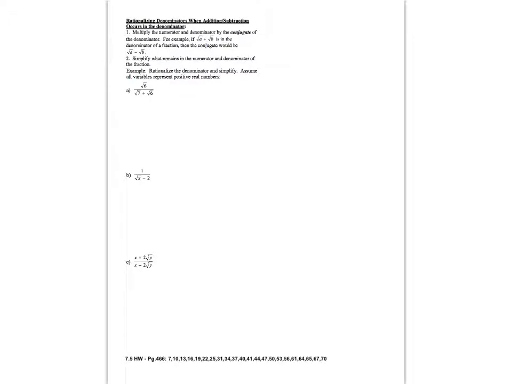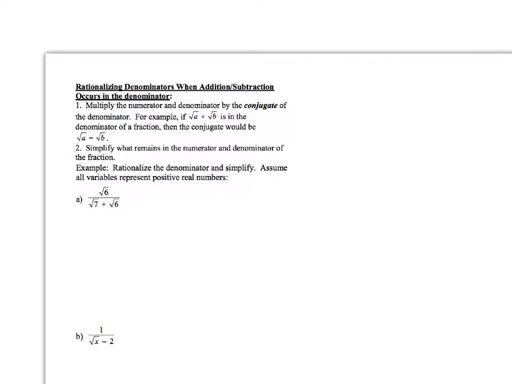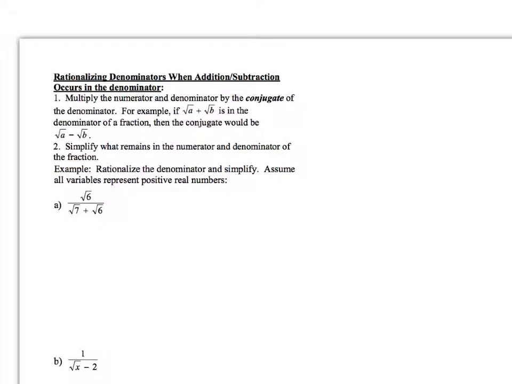Okay, so we can add, we can subtract, we can multiply, and guess what? We can divide. So let's take a look at dividing, okay? And what we're really going to be doing here is rationalizing the denominators, okay? And so we have this thing called a conjugate, okay? A conjugate is when you have, for example, the square root of a plus b. The conjugate would be square root of a minus b, all right?